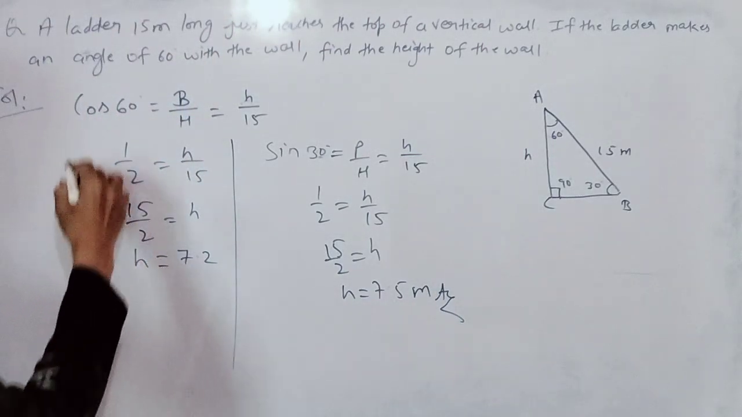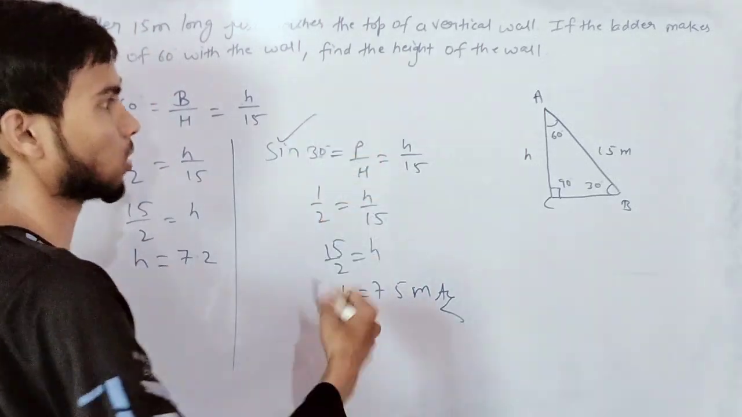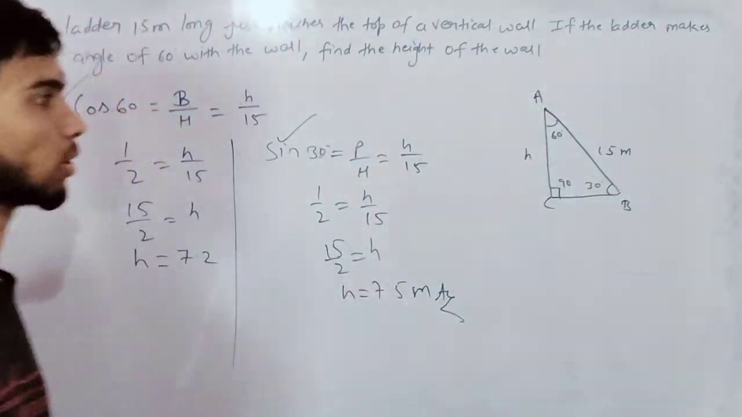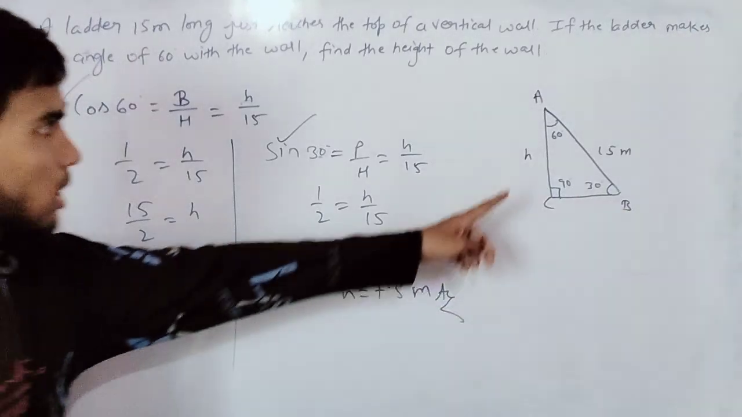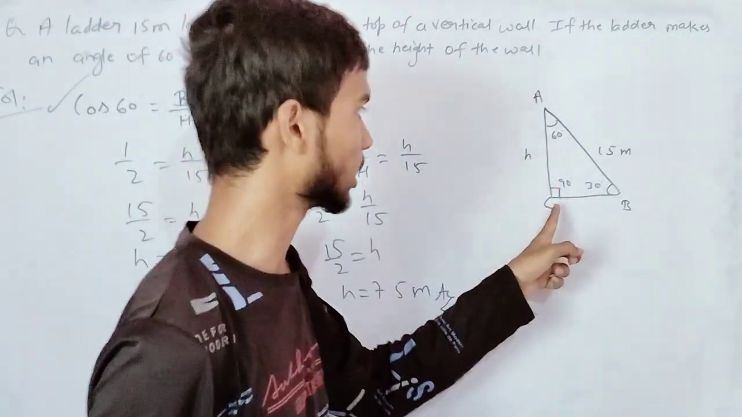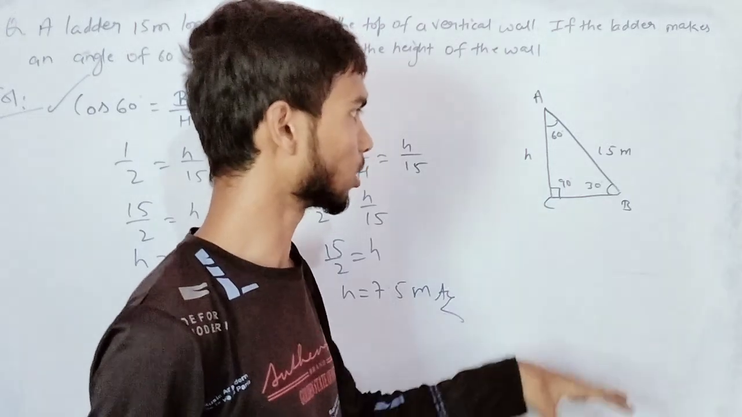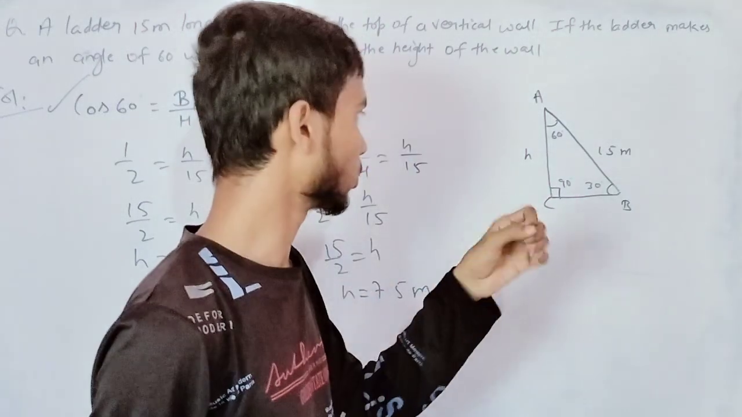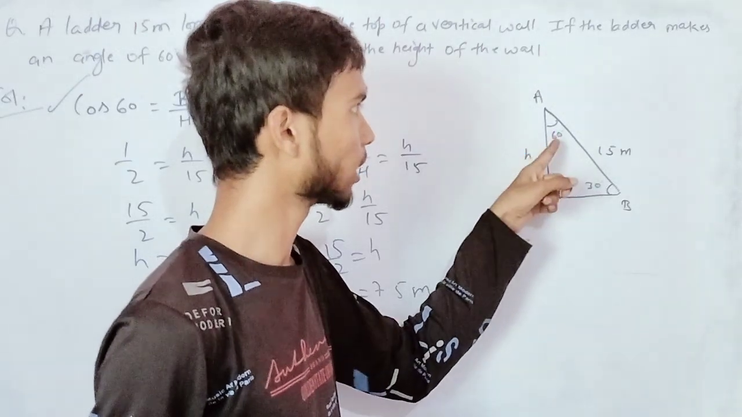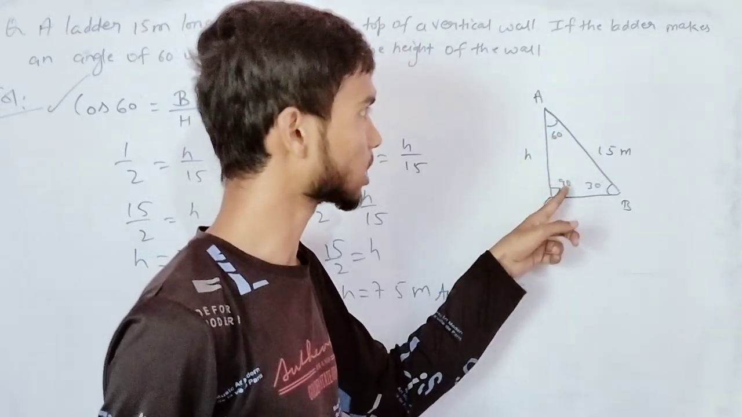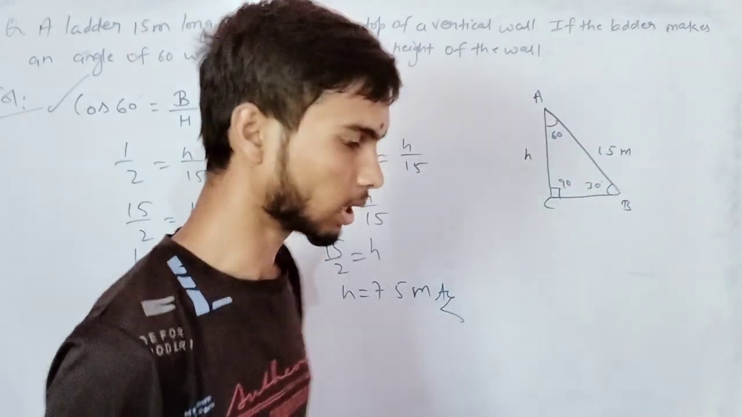So from this you can find the height of the wall, and from this you can also find the height of the wall. If this is given to you which is 60 and it is already straight, it means this is perpendicular to the ground level, so of course it will make an angle of 90 degrees. Now this is 90, this is 60, so the left angle will be 30.